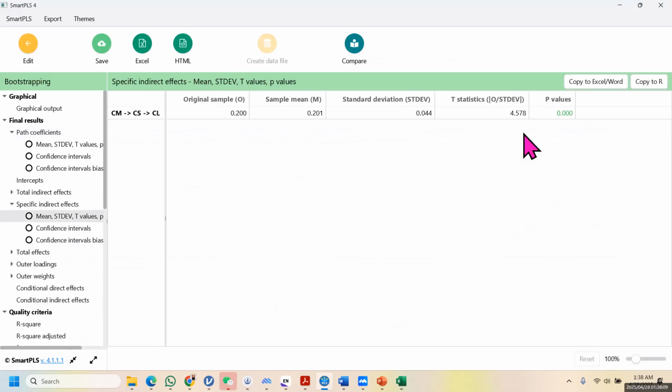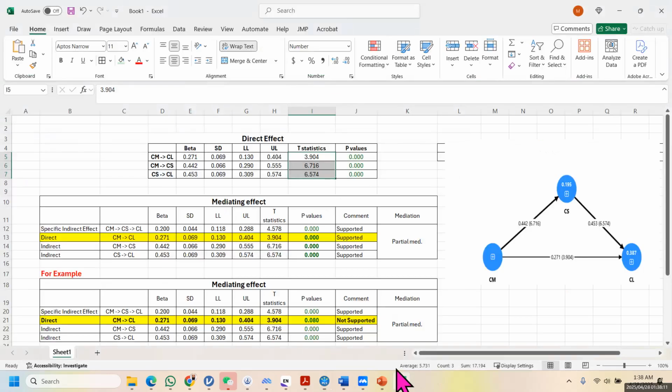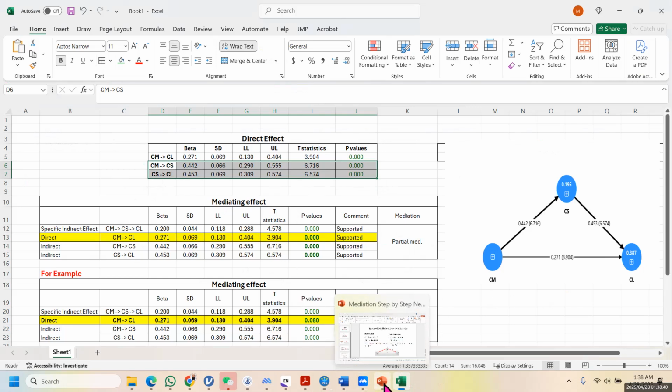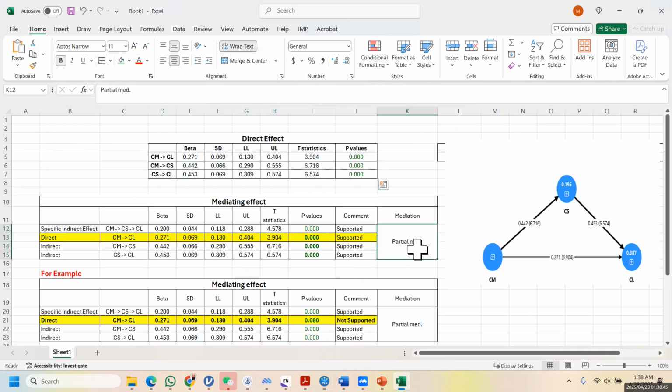Click on specific indirect effects and copy it, and we find the specific indirect effect is significant. That means customer satisfaction mediates the relationship between CM and CL, that means content marketing and customer loyalty. The direct effect is found from here, and is also significant. The indirect effect is from here, also significant. That means all values, direct effect and indirect effect, are significant. That means our mediation is full mediation.